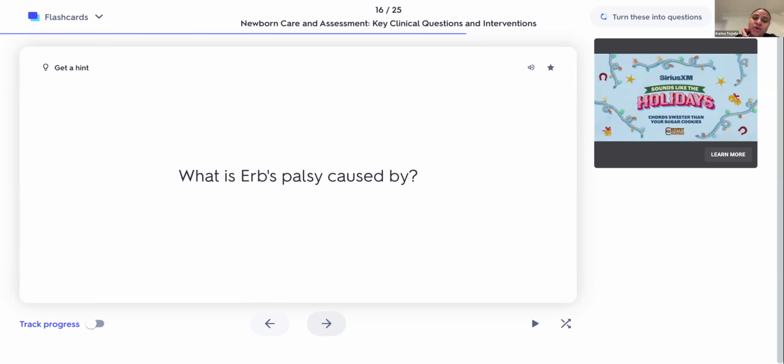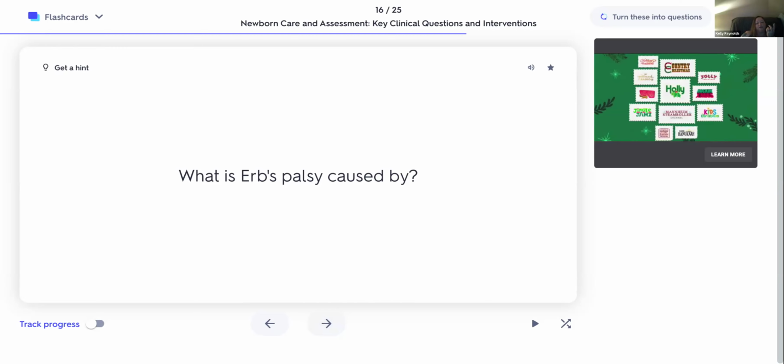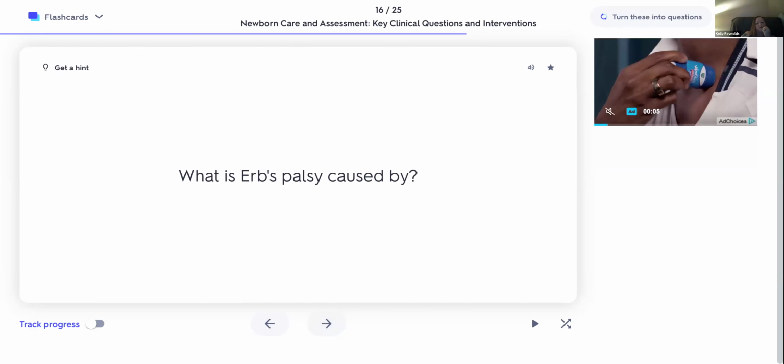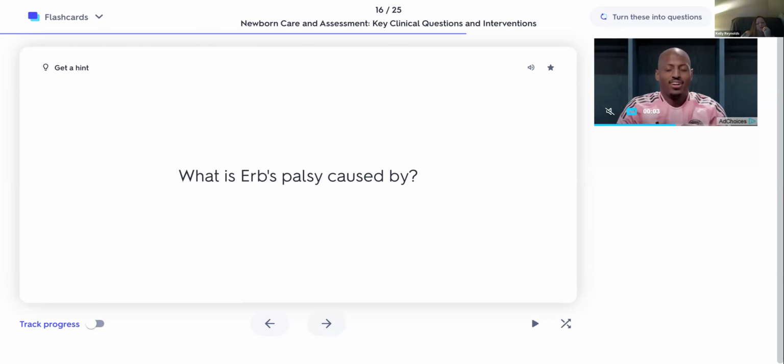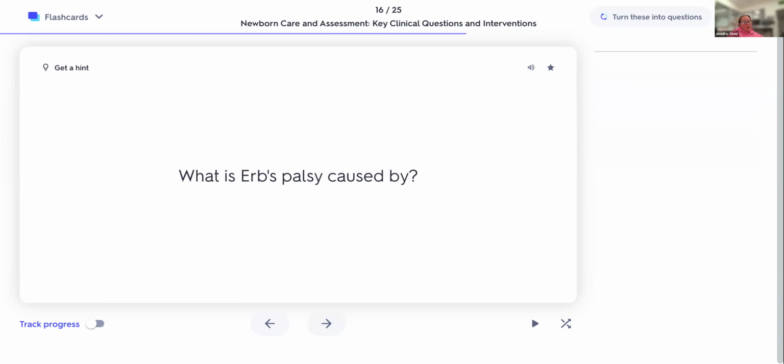So what is Erb palsy caused by? Can it cause a distress in the airway too, like respiratory distress? I mean, I guess so. Nothing's really working right when they're withdrawing, right? Remember, their bodies are so little and they're going through withdrawal.